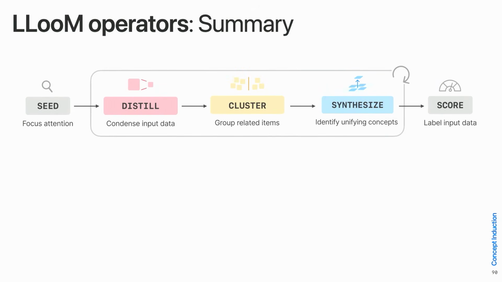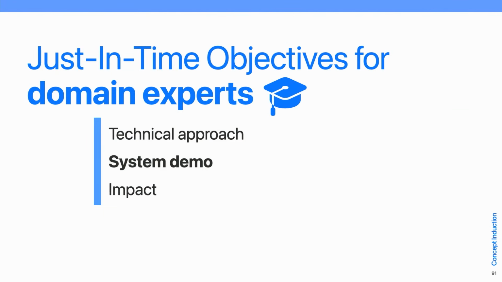So in summary, all these steps in the distill, cluster, and synthesize phase propose these concepts iteratively. The score operator allows us to go back and map these to the documents, and then the seed operator allows us to steer this whole process.